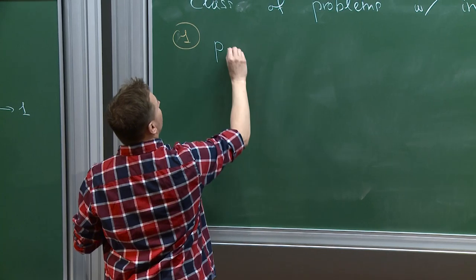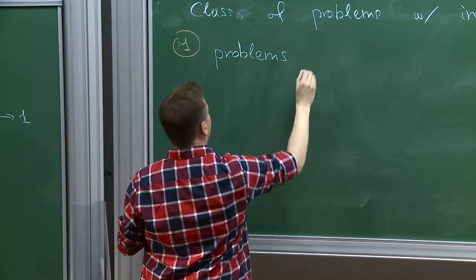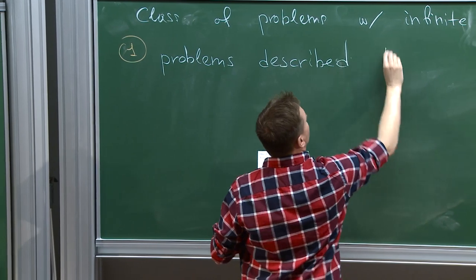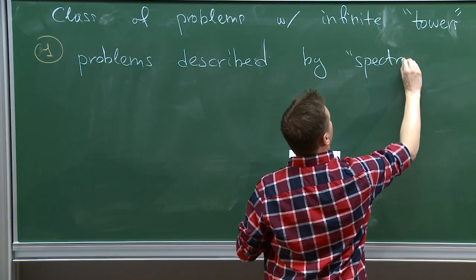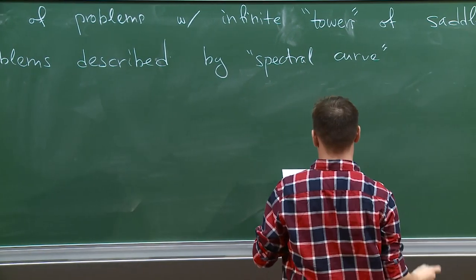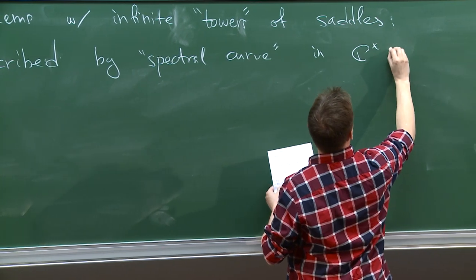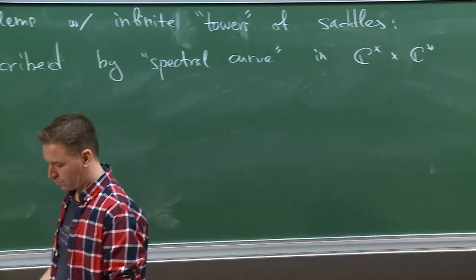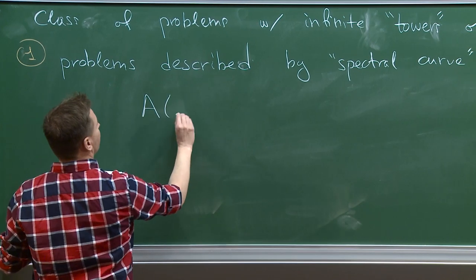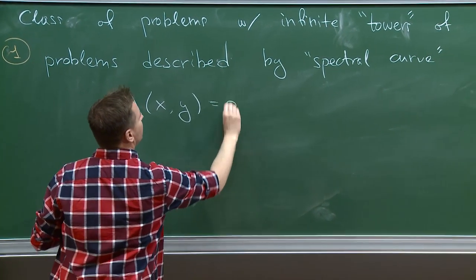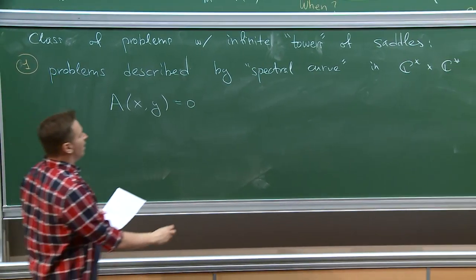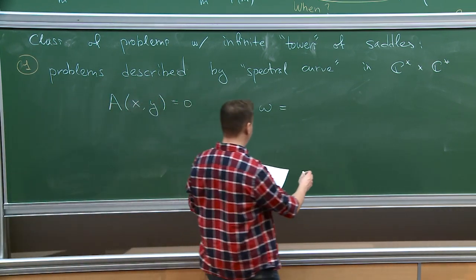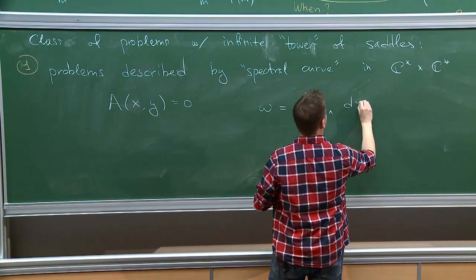So first of all, such problems include problems that can be described by a spectral curve in C star cross C star. So it's important that it's a punctured plane for both variables. Such a curve, let me call the polynomial equation A of x, y, will be given by a polynomial in x and y. But the corresponding holomorphic symplectic form, with respect to which I'll want to view this, will be dx over x wedge dy over y.